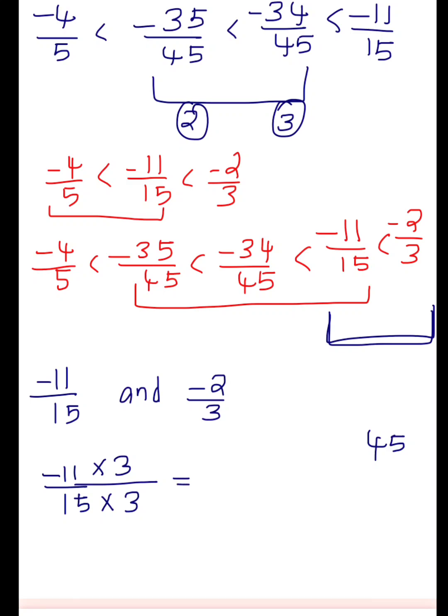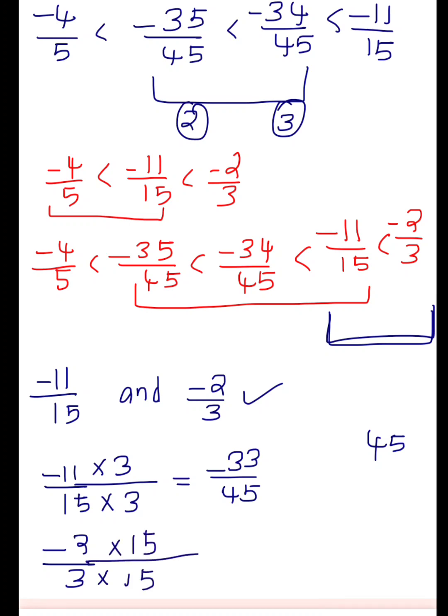So what will you get? Minus 33 by 45. Now what about minus 2 by 3? In order to make the denominator 45, you have to multiply with 15. So both sides I am multiplying with 15. So in the answer I will get minus 30 by 45.